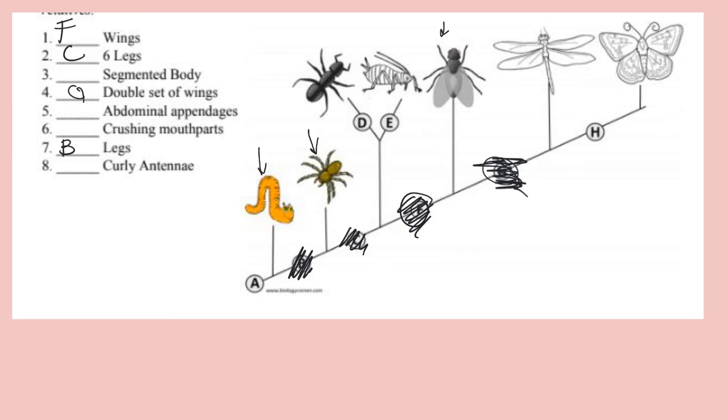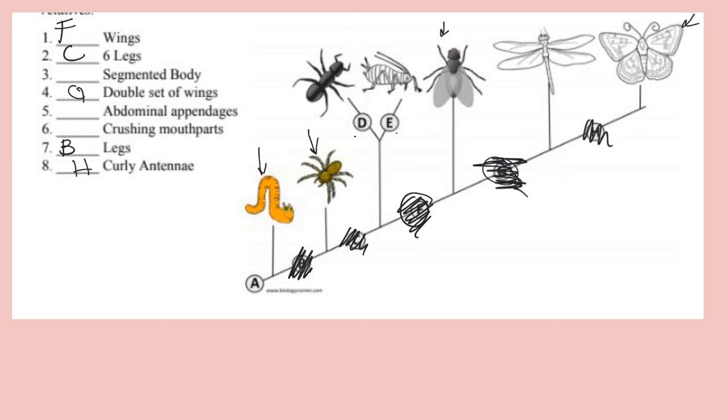Well, curly antenna seems really obvious to me. I notice that this cute little moth right here does have curly antenna. So I'm going to say that that must be my H. Now I'm left with different options. And I notice that D and E apply only to those organisms, right? Because they're up at the top and they're not down here on this main evolutionary line. So that's something that's important to know.